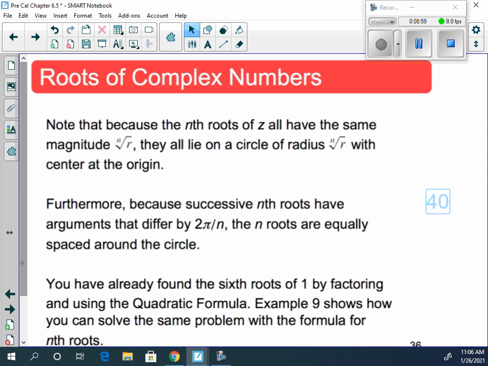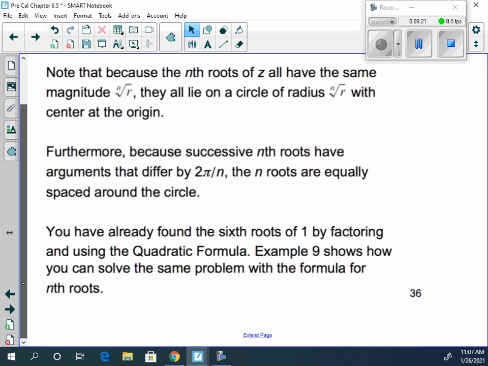But I digress. Note that because the nth roots of z all have the same magnitude, the nth root of r, they all lie on a circle of radius the nth root of r, with the center at the origin. That's why we get that nice picture. Furthermore, because successive nth roots have arguments that differ by 2 pi over n, the nth roots are equally spaced around the circle.